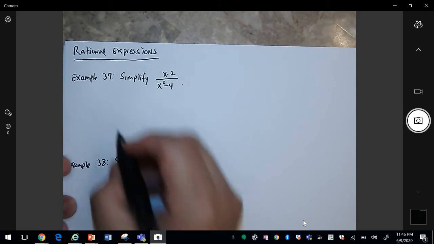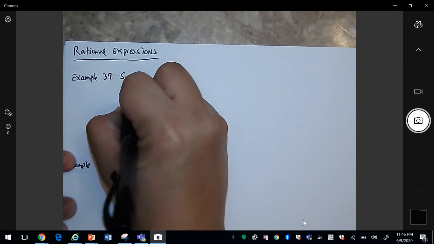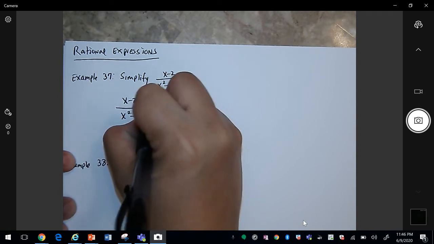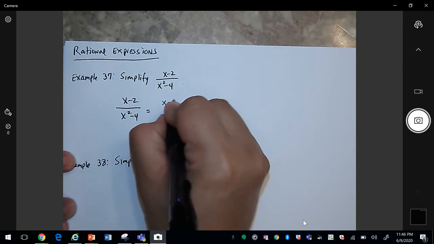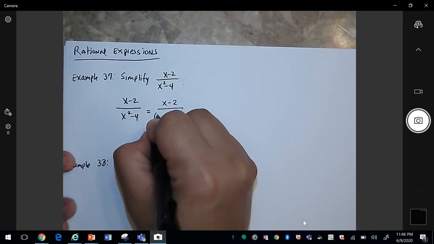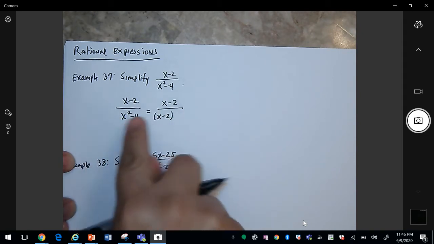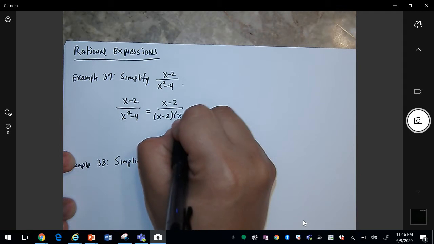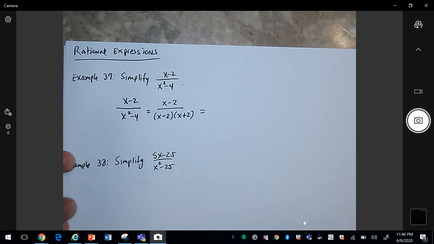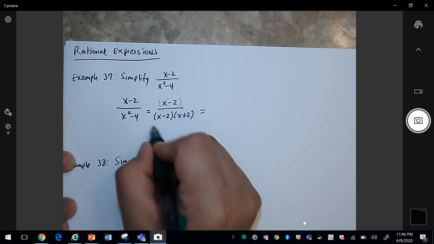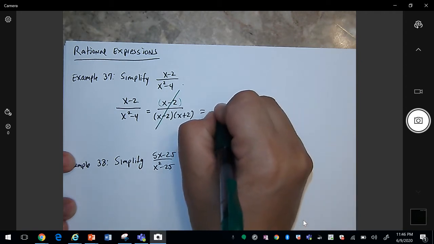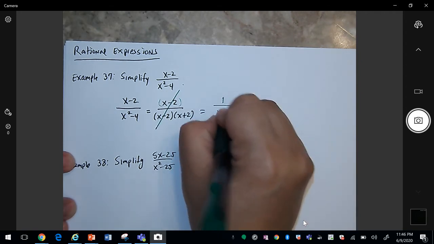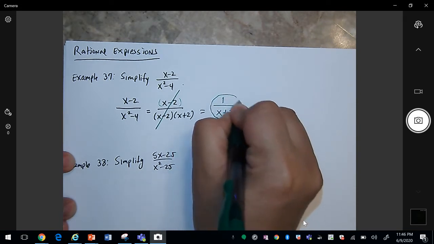So here's example 37. The first thing we want to do is to factor the numerator and the denominator. So for this example, x minus 2 is already factored. X squared minus 4, as you recall from the previous day, can be factored as x minus 2 times x plus 2. And now here, if you notice, we have x minus 2 in the numerator and x minus 2 in the denominator. So those terms will become a 1, or we say they cancel, leaving us with 1 divided by x plus 2. And so this would be our simplified answer.